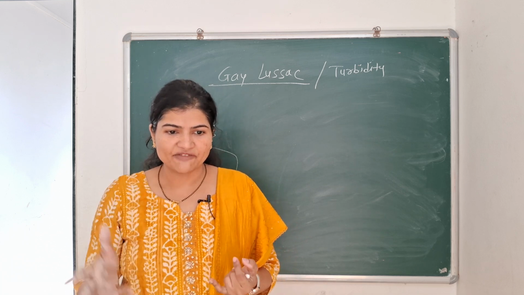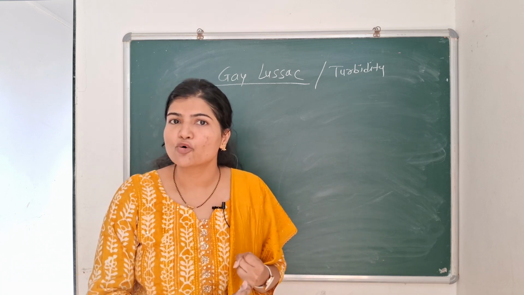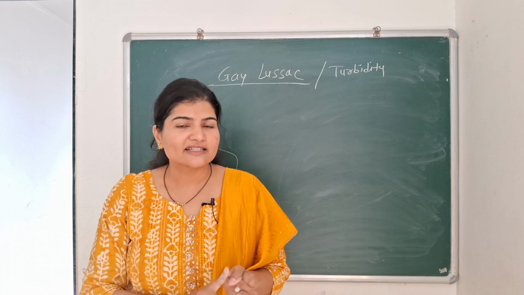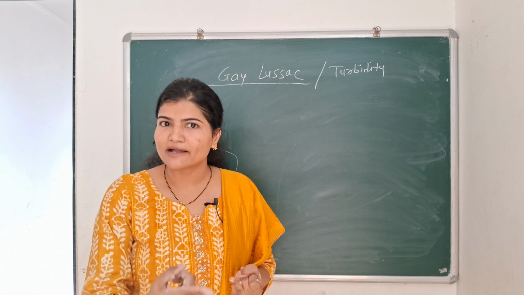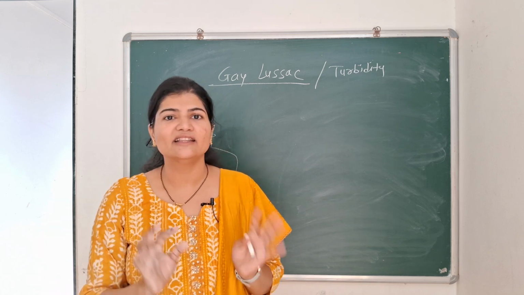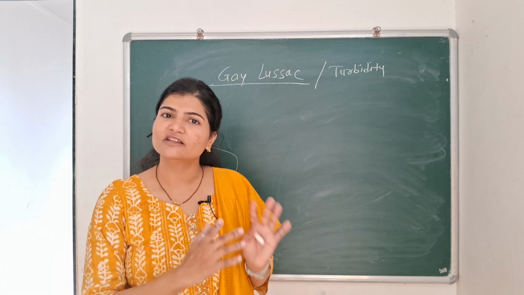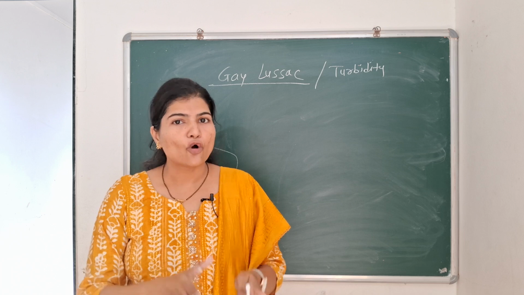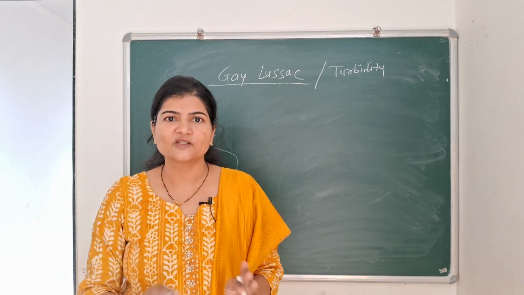Let's briefly revise. The first one is Mohr's method, which is a direct method. Next, Volhard's method, which is the indirect or back titration method. Then Fajan's method, which is the adsorption indicator method, and the next one is the without indicator method, the Gay Lussac's one.